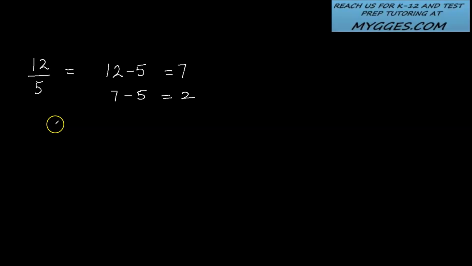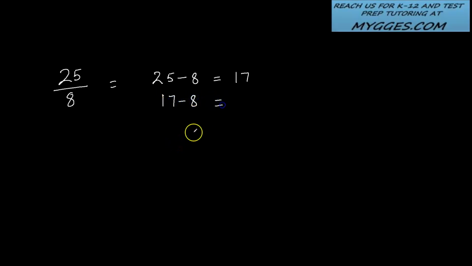So the number of times you subtract your denominator, which is 5 here, that would be our whole part. Here we have subtracted 2 times, so our whole part would be 2. And of course, since we are left with 2, that comes out to be 2/5. So students, if you are familiar with division using repeated subtraction, this method is pretty much similar to that.